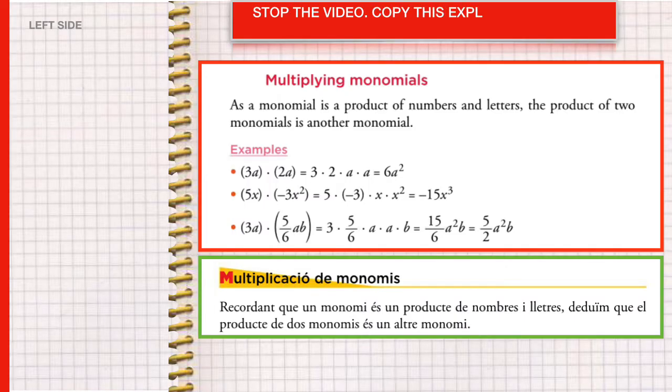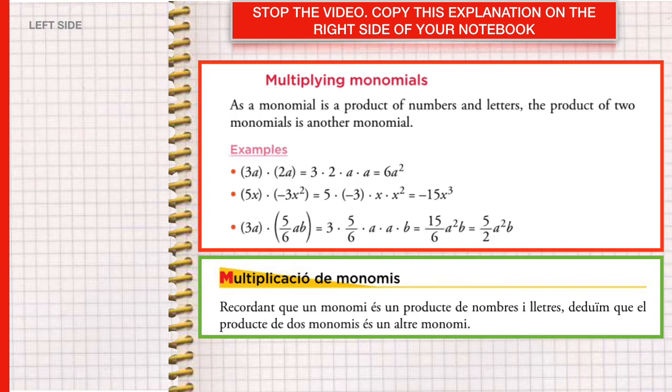Stop the video, copy this explanation on the right side of your notebook. Multiplying monomials. As a monomial is a product of numbers and letters, the product of two monomials is another monomial. Examples: 3a times 2a. Multiply the coefficients, 3 times 2, and multiply the literal part, a times a. The final result is 6a squared.